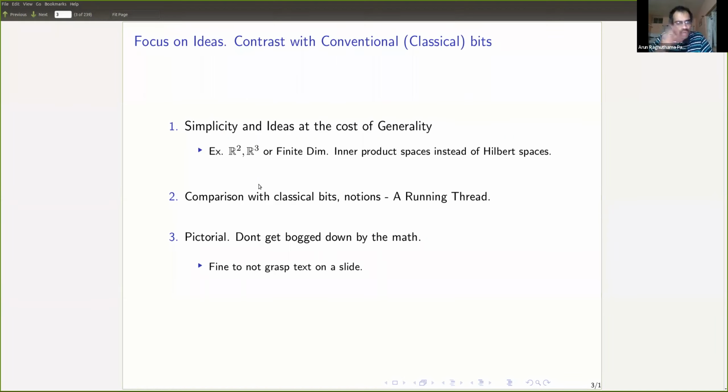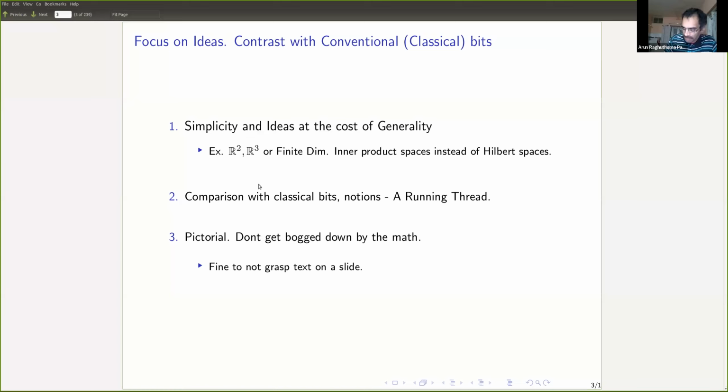Throughout this talk, there will be one running thread. I will be comparing classical information bits and quantum information bits, so you can see the contrast and understand what the differences are. That's a good way to understand. Again, this talk is very pictorial. Don't get bogged down by the math. There is not much text on the slide and you don't have to read it. You can just listen through the pictures and listen to me and get everything.